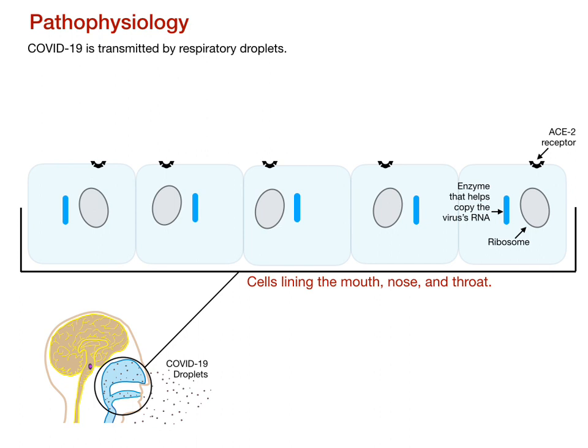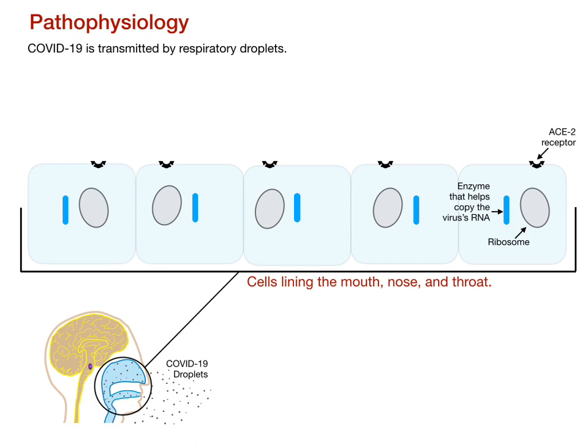And the cell also has numerous types of enzymes. So in this case, the blue line inside these cells is the enzyme that helps copy the virus's RNA. So cells need to reproduce, so they have to be able to copy their own DNA. Well, when somebody is infected by a virus, the virus essentially hijacks the cell's organelles and uses them to replicate copies of itself. And that, in fact, is exactly what's going on with COVID-19.